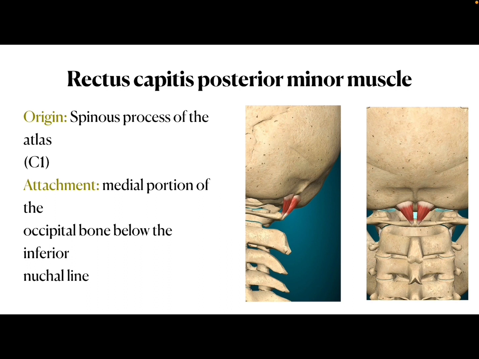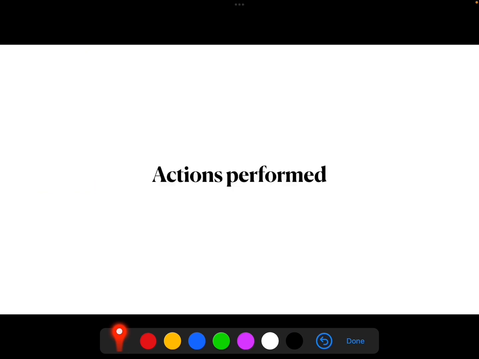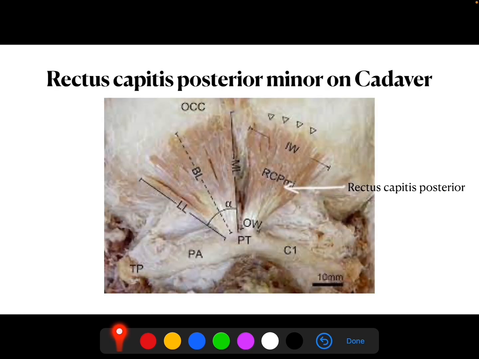Rectus capitis posterior minor muscle. It originates at the spinous process of the atlas, which is the first cervical vertebra, and attaches at the medial portion of the occipital bone below the inferior nuchal line. Actions performed by this muscle: extension of the atlanto-occipital joint. This is what it looks like on the cadaver.